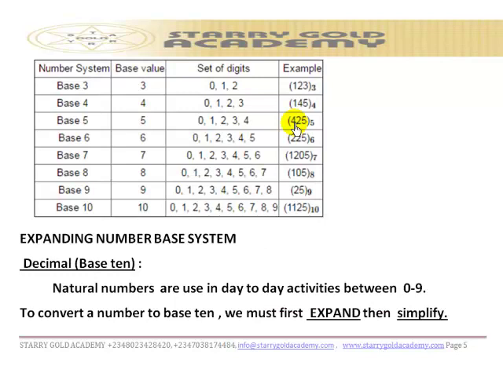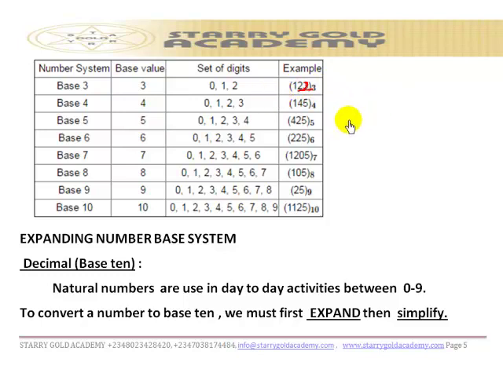This is a picture I'm showing you right now. Number-based system. So we have base 3, base 4, base 5, base 6, base 7, base 8, base 9, base 10. We have the hexadecimal base. The highest number in base 3 is 2, so the digits are 0, 1, and 2. The highest number in base 2 is 1, so the digits are 0 and 1. So an example of a number in base 3 is 1, 2, 2.